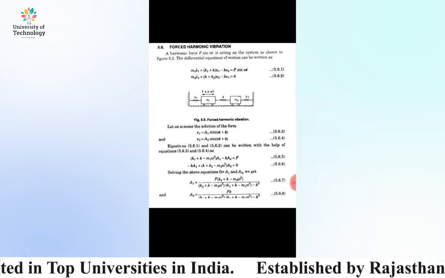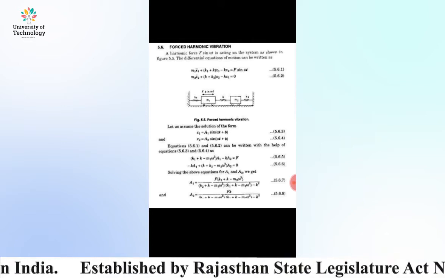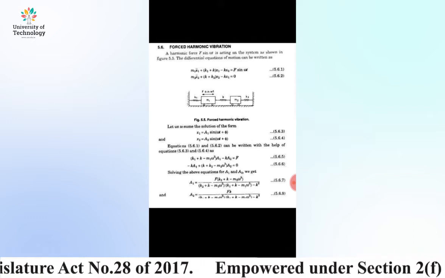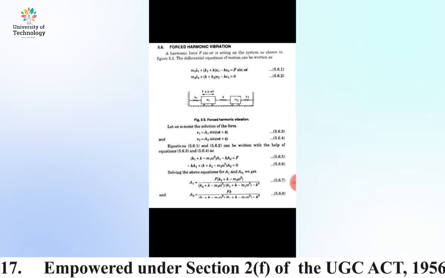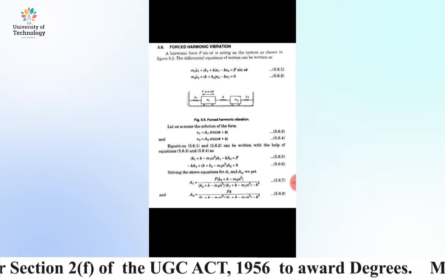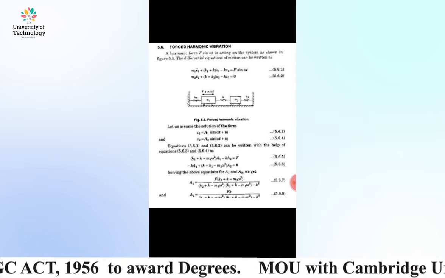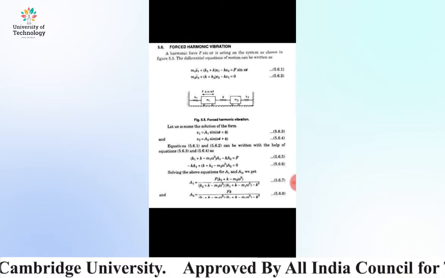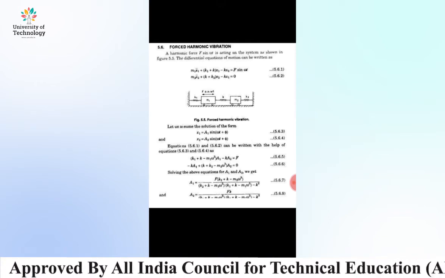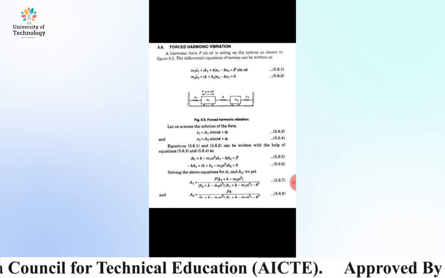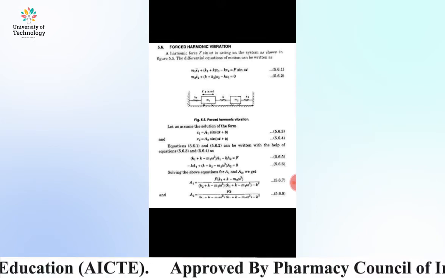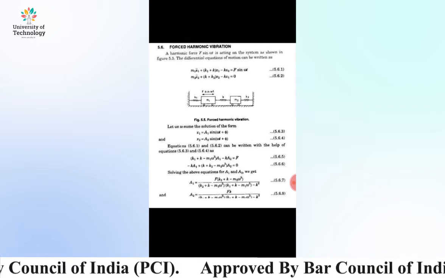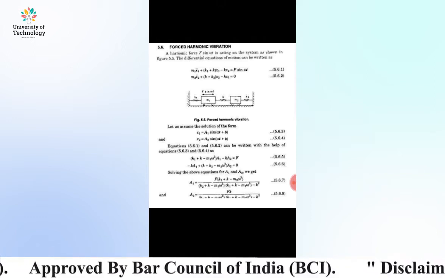F (k2 plus k minus m2 omega square) upon (k2 plus k minus m2 omega square)(k1 plus k minus m1 omega square) minus k square, and the value of a2 is equal to F k upon (k2 plus k minus m1 omega square)(k1 plus k minus m1 omega square) minus k square, that is the value of a2.